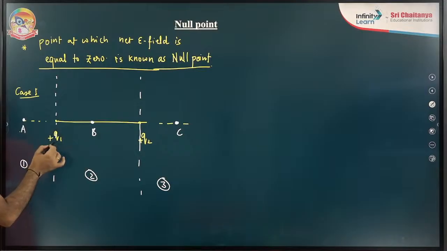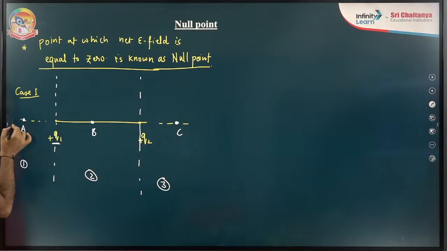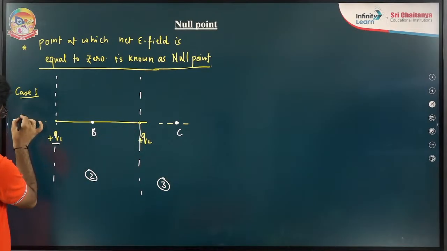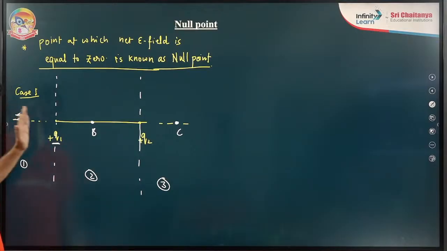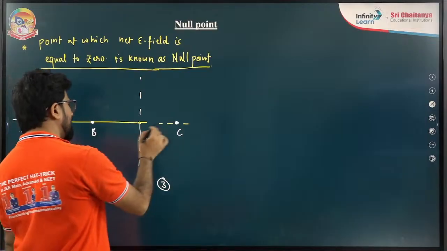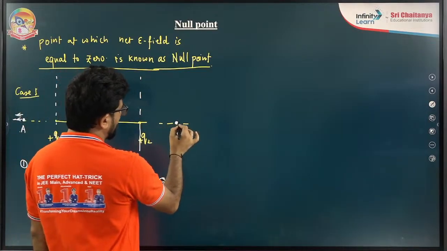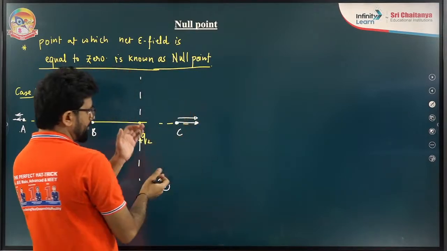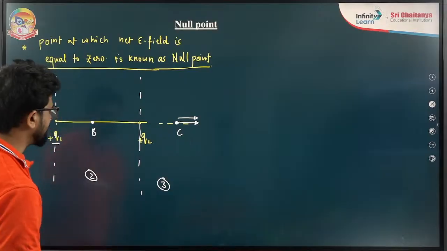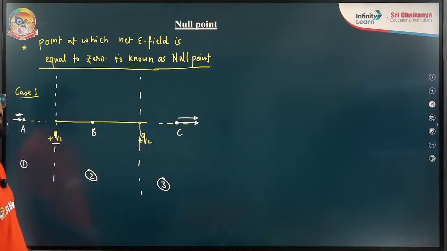Now see, due to this plus Q1, at A, the field would be radially outward. Due to Q2 also, this would be outward direction. So both are added outward. If you see at C point, due to Q1 also outward direction, due to Q2 also outward direction. So both are added. That means they are not cancelling each other, they are supporting each other.